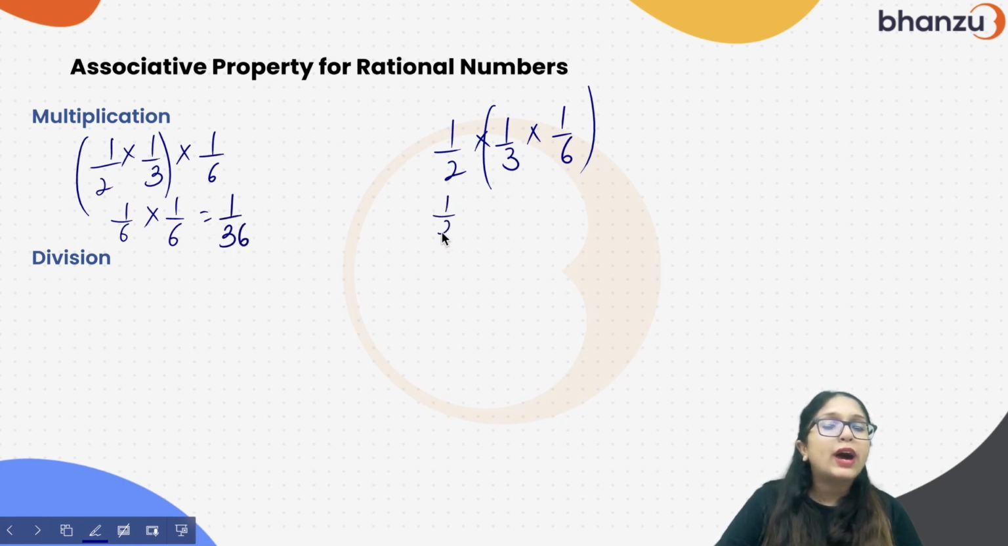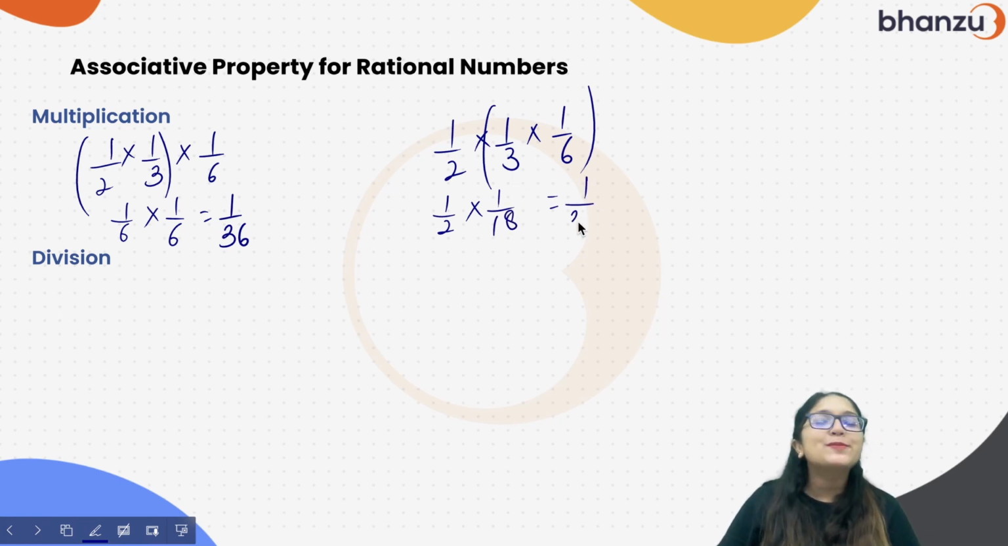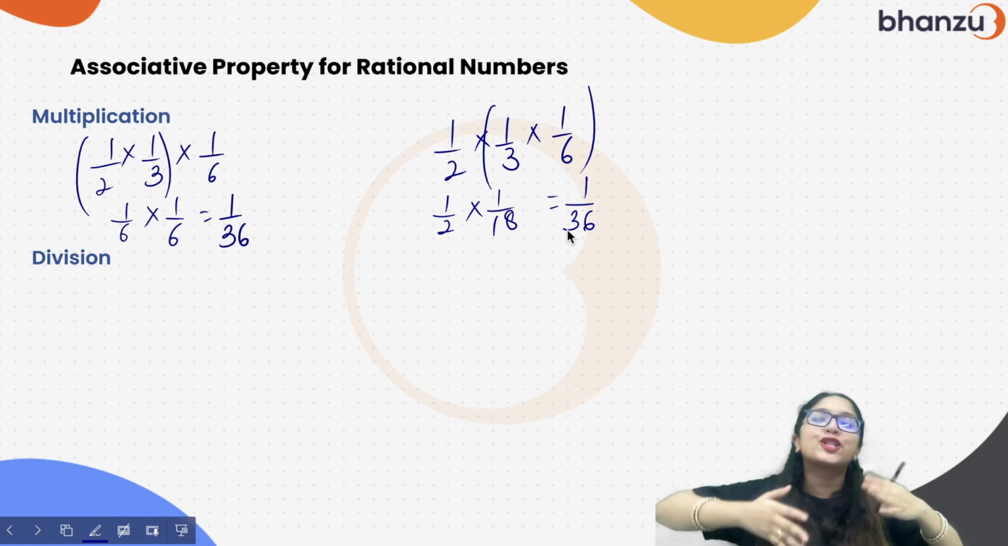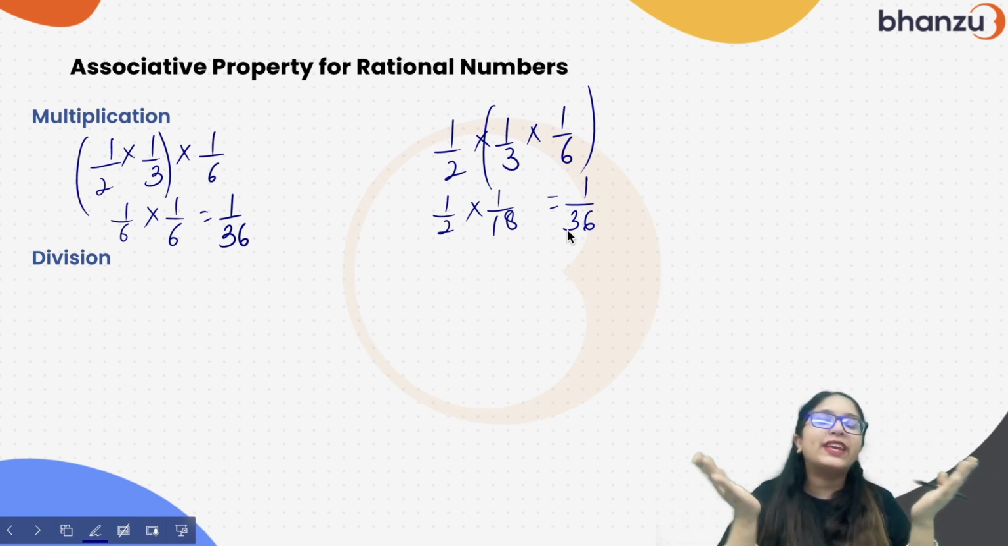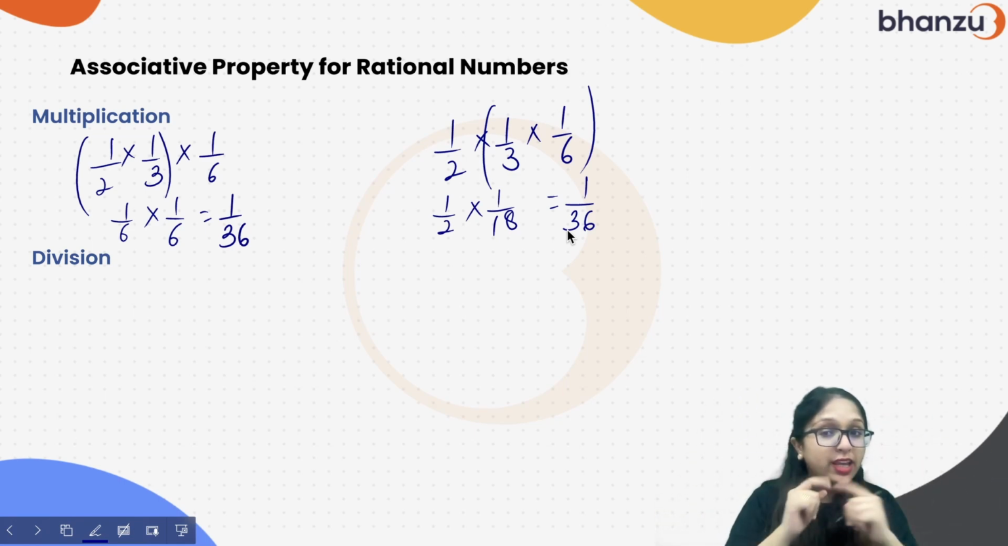Here, I am going to do 1 over 2 multiplied by 1 over 18 because I am solving the bracket. 3 times 6 is 18. So, the answer is the same. So, I can say that this holds true for multiplication. We can group it in any way. But in case of division, do you think so?